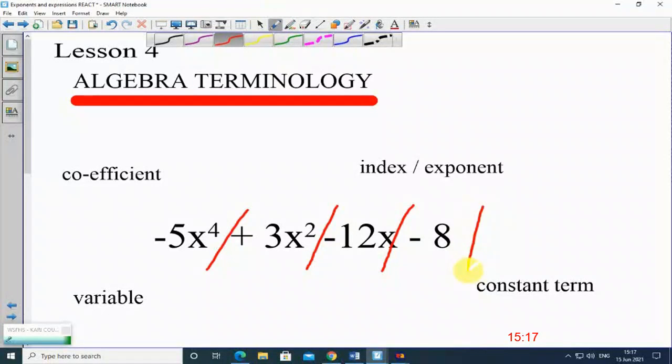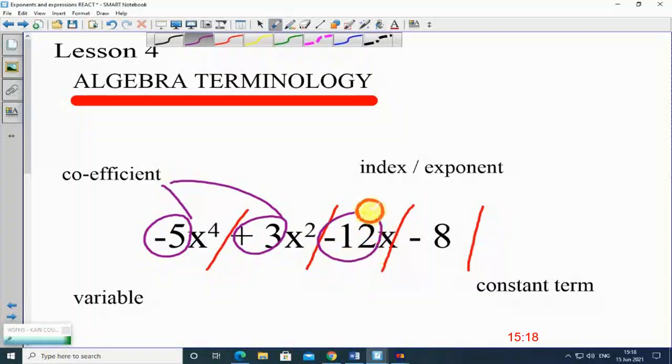Okay. So in amongst that, we need to be able to use all the words of maths. And so last time, when we've been working with exponents, we said that these numbers that stand in front of our x or y or whatever variable we're using are called the coefficients. So over here, the minus 5 is the coefficient of the x to the 4 term. The 3, we can say plus 3 or we can say just 3, is the coefficient of the x squared term. The minus 12 is the coefficient of the x term.